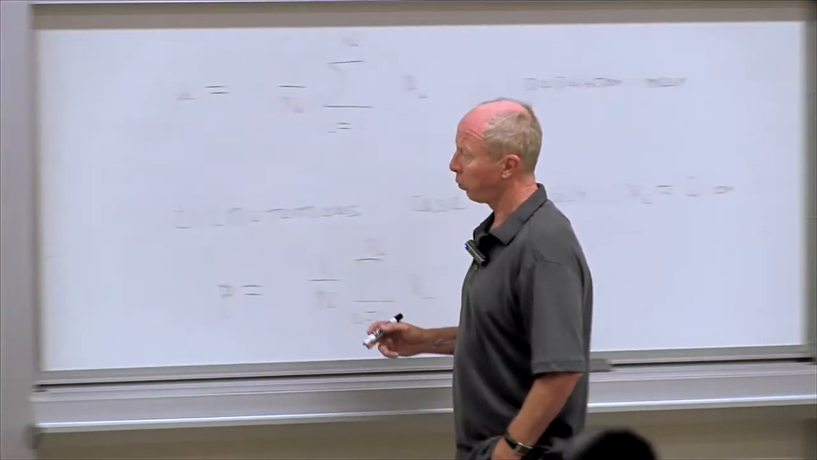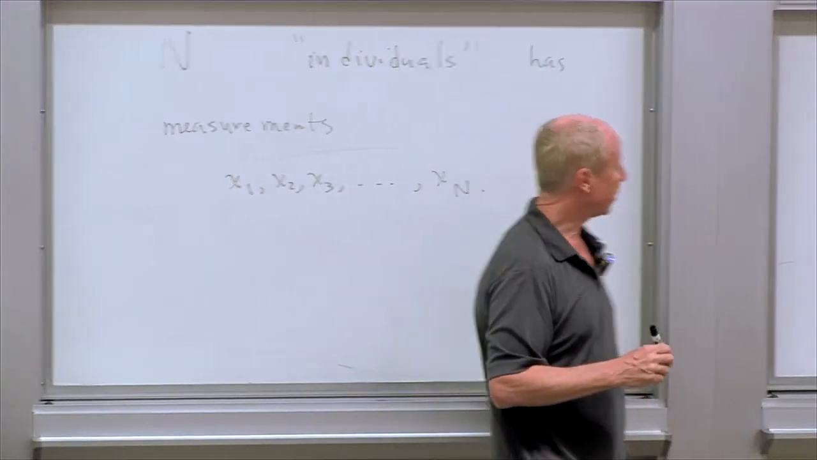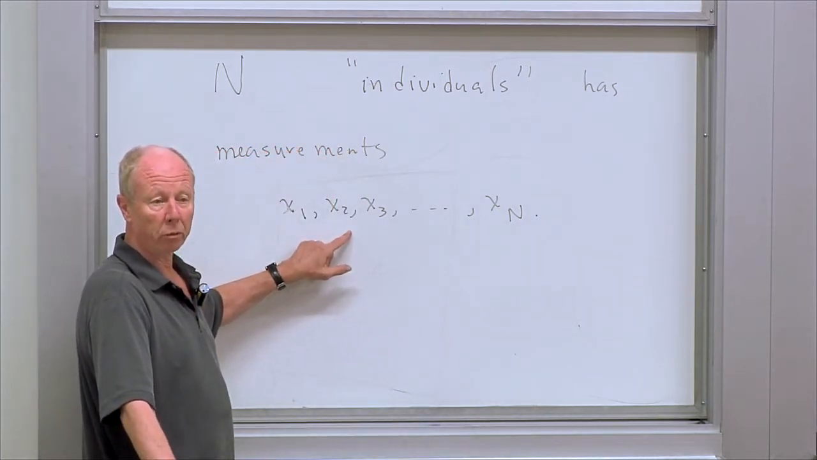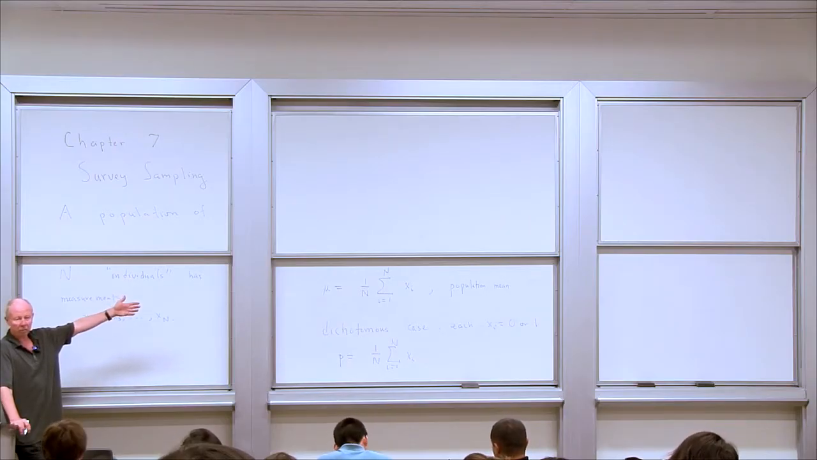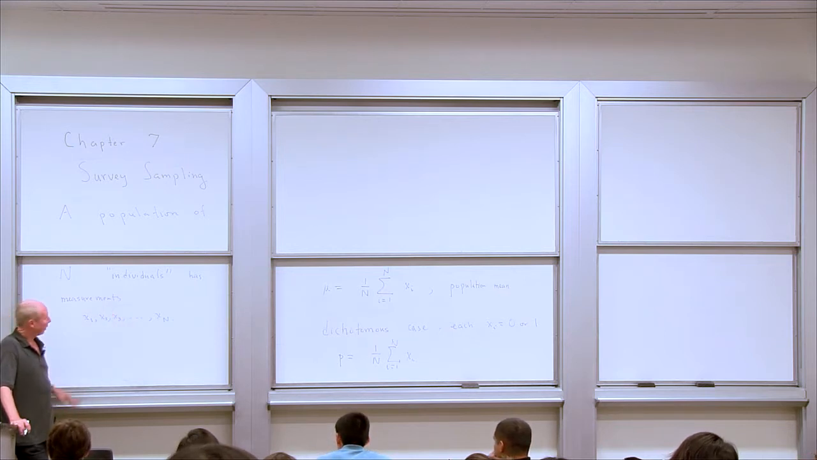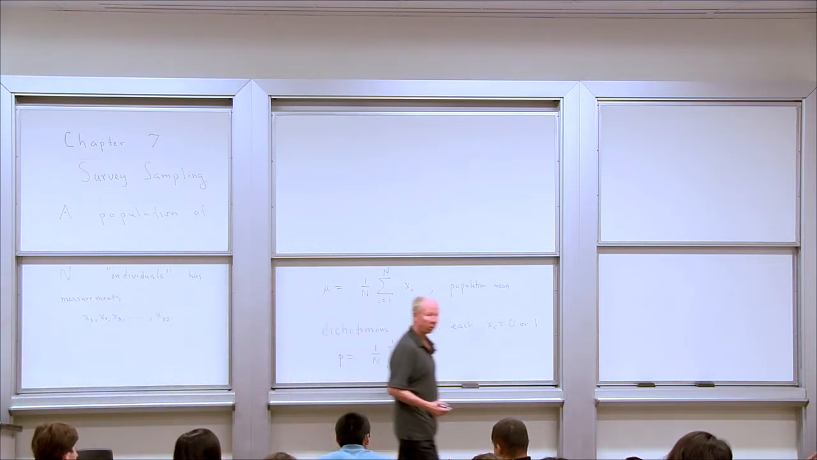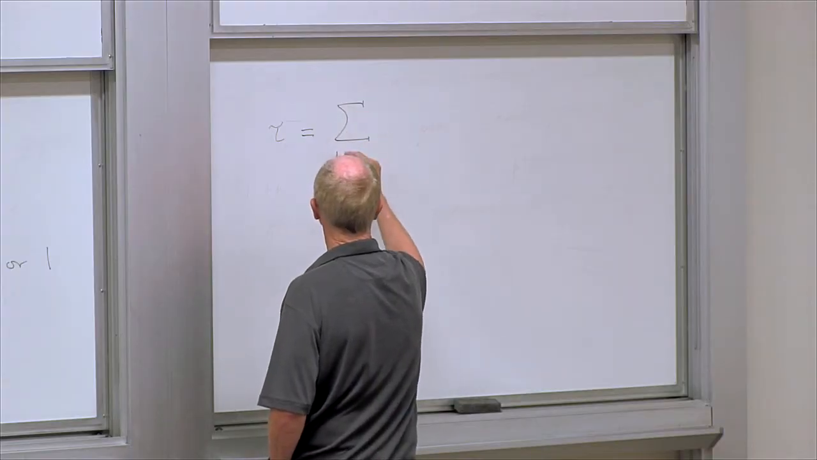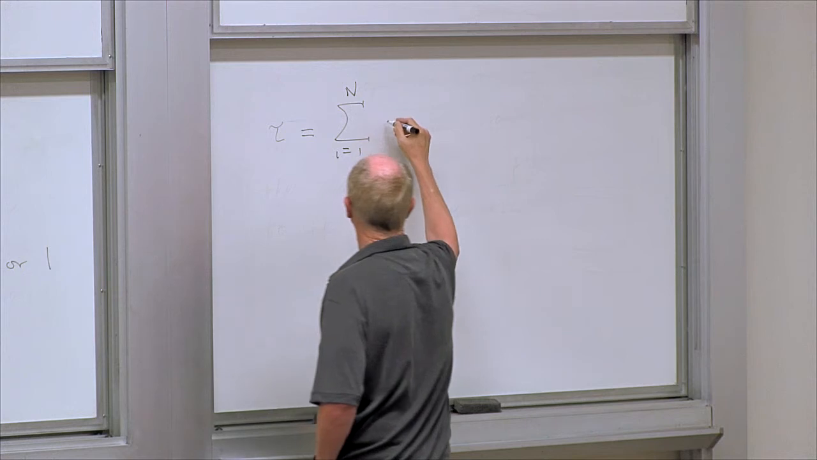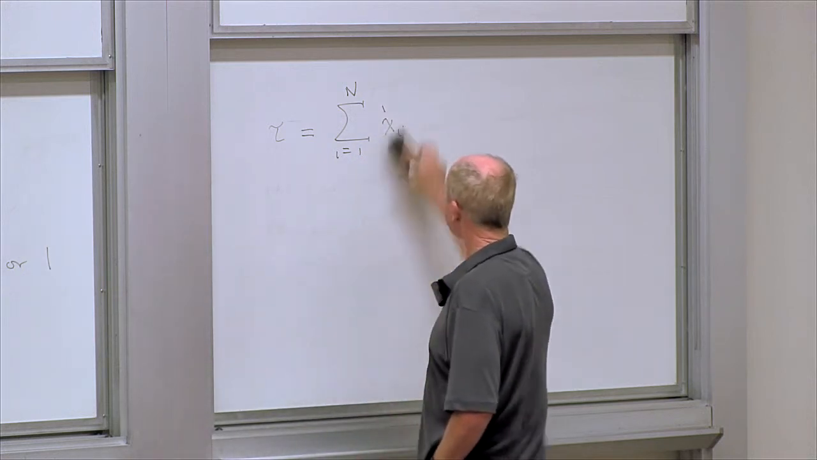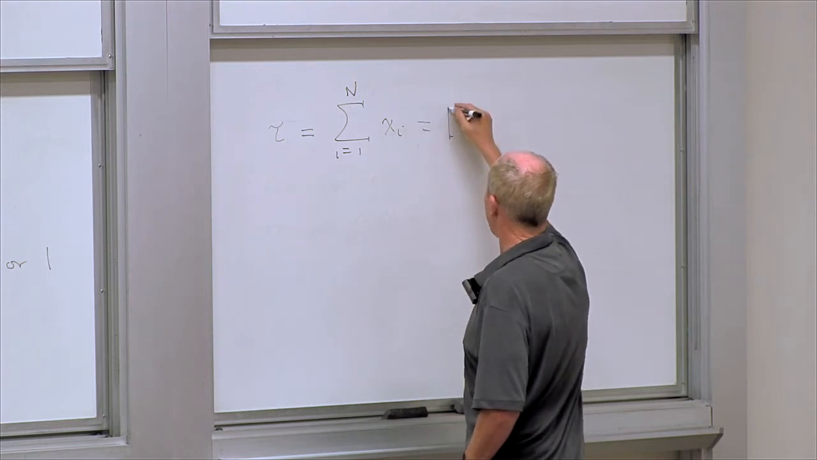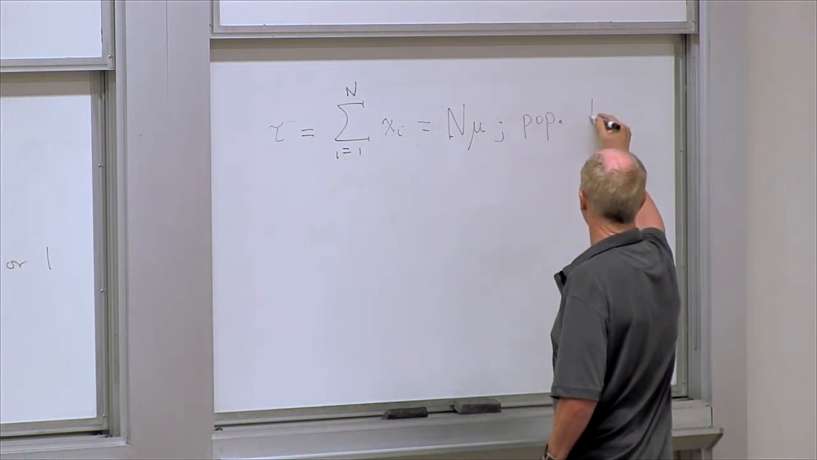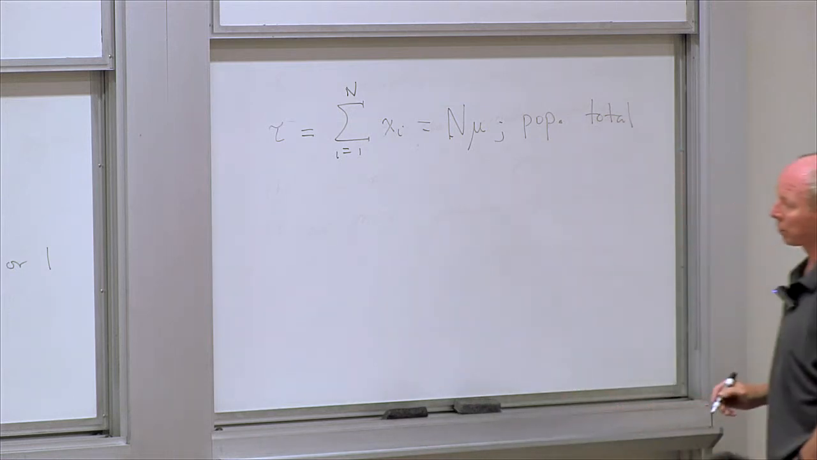Sometimes the population total is interesting. So one example might be, this is how many cars individual 1 owns, this is how many cars individual 2 owns, how many cars individual 3 owns. Mu would then be the average number of cars per individual. Or it could be households or something like that. You might be interested in how many cars there are total. And this is called the population total. And this is just capital N times the population average.